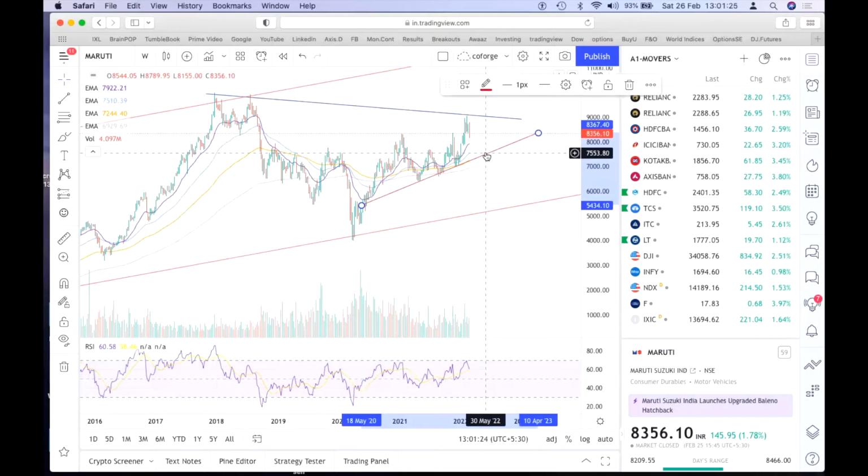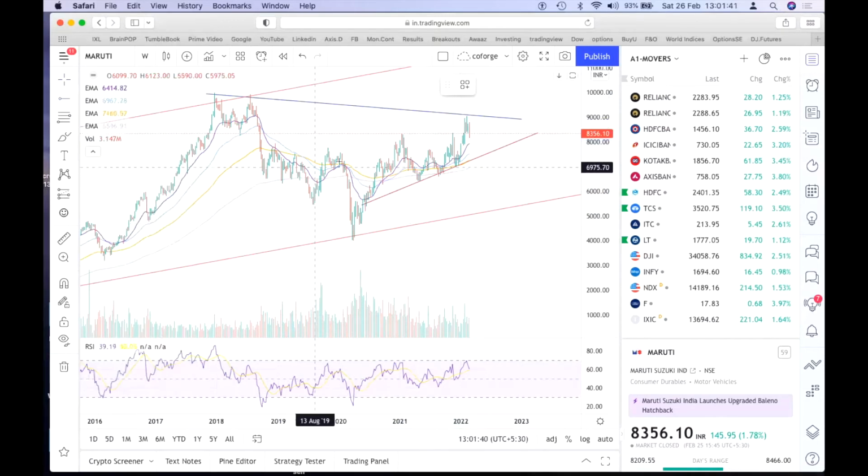Buy it with the intention that if it breaks this line, I'm going to sell it. If the price falls any day below this line, I'm going to sell it. So that becomes my stop loss. It means I will make a small loss and not a big loss. Maybe I could decide if it breaks, this is the stop loss.